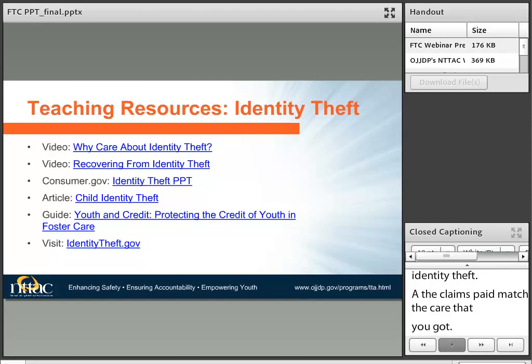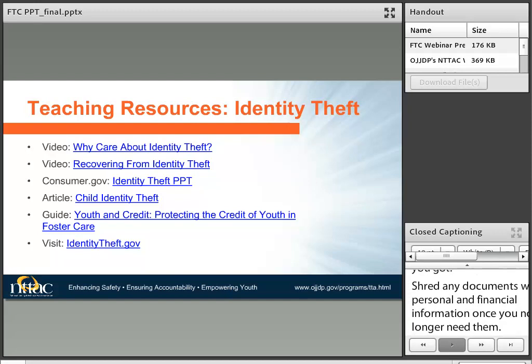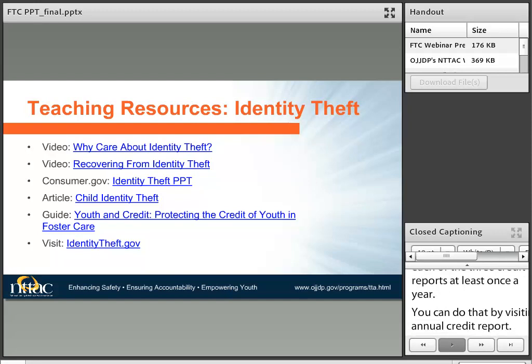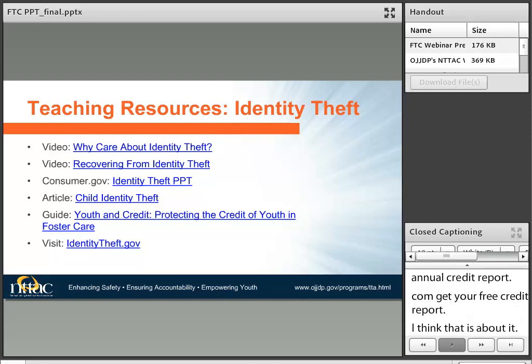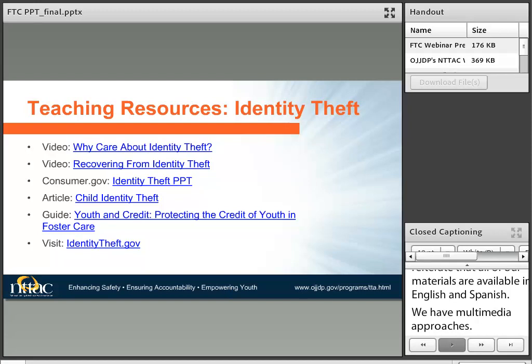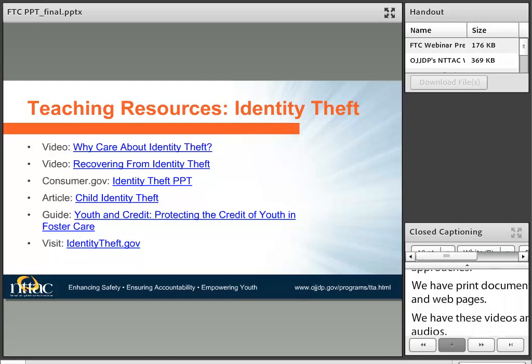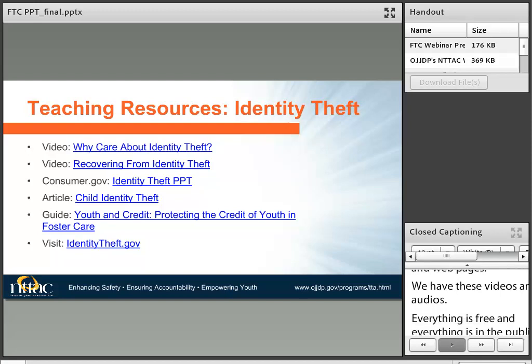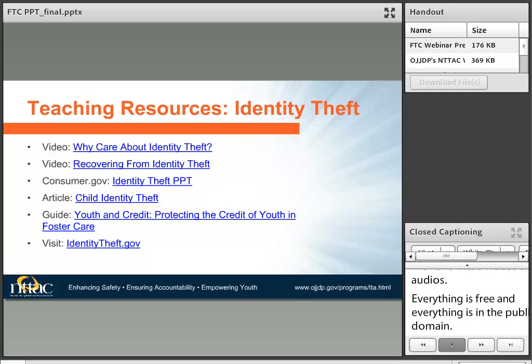I think that's about it, other than I just wanted to reiterate that all of our materials are available in English and Spanish. We have multimedia approaches. So we have print documents, we have web-based, we have these videos, we have audios. Everything is free. Everything is in the public domain. So if you find something that you want to use within a publication, there is no copyright. Feel free to lift it in part or in whole to use it.